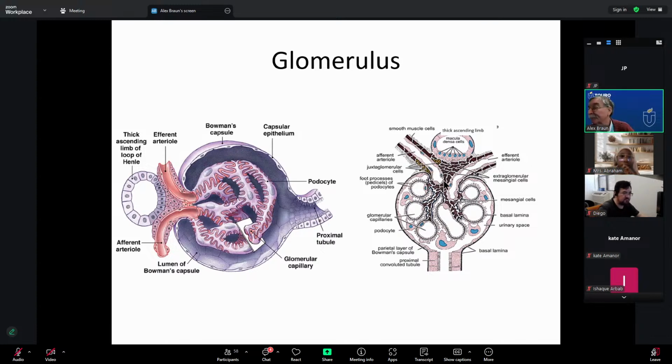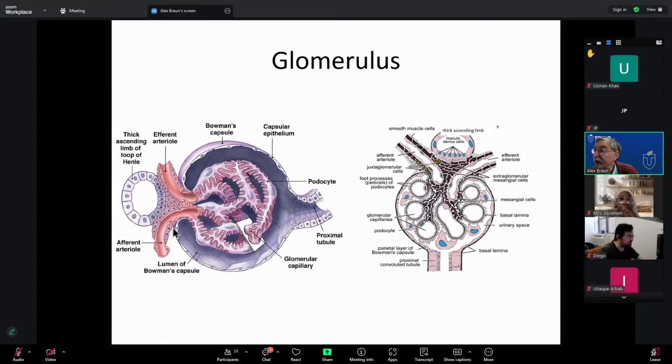Now, inside the wall of the afferent arteriole are smooth muscle cells. Some of those smooth muscle cells have an unusual specialization. They are secretory cells. So there are some secretory cells in the wall of the afferent arteriole, and those are called juxtaglomerular cells. The juxtaglomerular cells secrete a protease. What is the name of that protease?